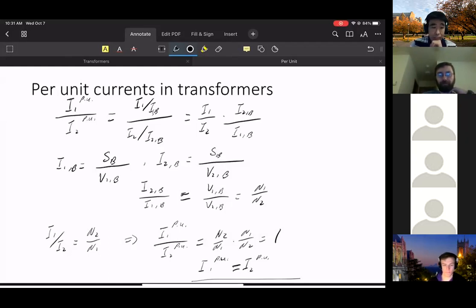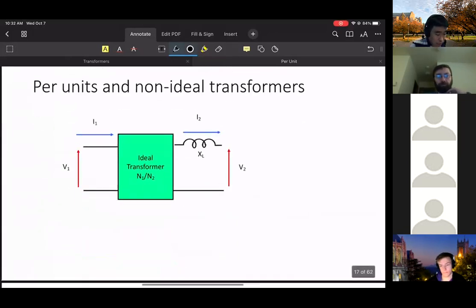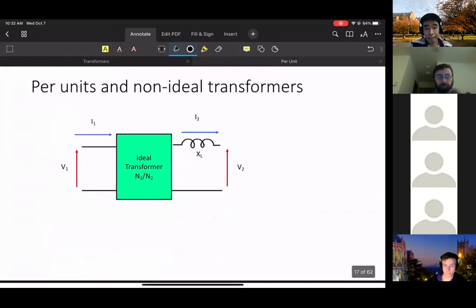So let's look at now what happens when we have a practical transformer. Does all this nice thing still work? If I have shunts and impedance in series and things like this, if that still works, then really we can abstract away the transformers. So let's look at what happens to our per unit system for a non-ideal or practical transformer.